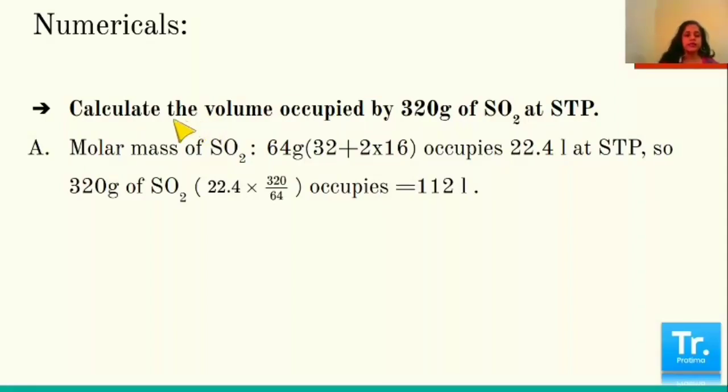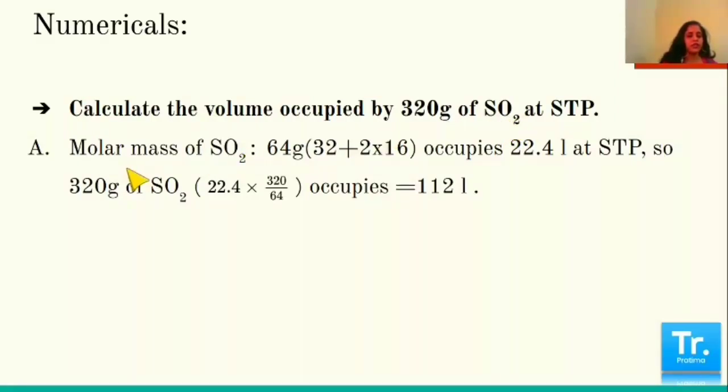Okay, so the next question. Calculate the volume occupied by 320 gram of sulfur dioxide at STP. Now we all know SO2 is a gas. So what is the molar volume? 22.4 liter. And what is the molar mass?